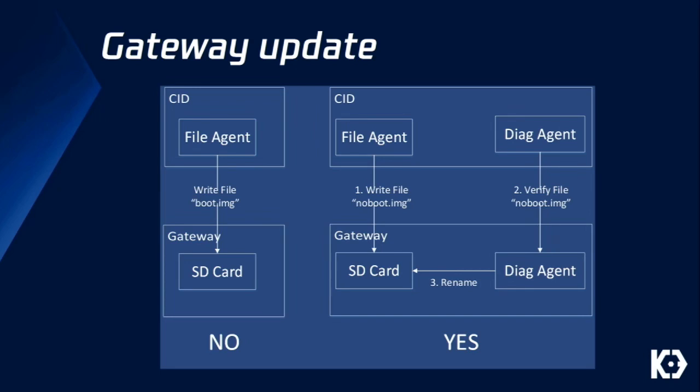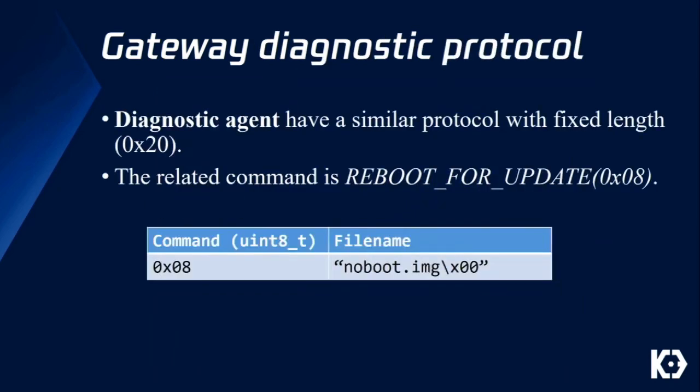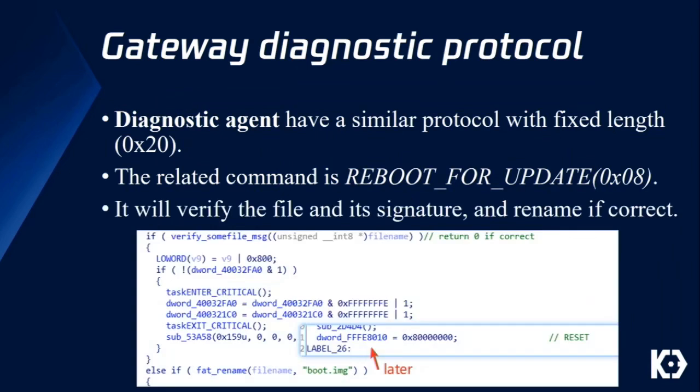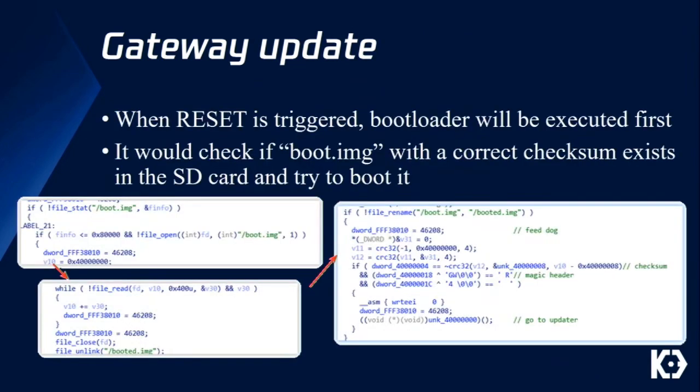We have said that the command related here is called reboot for update. So then, the gateway itself will reboot. And last year we said that the gateway is running a PowerPC chip. So when reset is triggered, some code, which we call the bootloader, will be executed first. The bootloader is written by Tesla, and it checks if the boot image exists in the SD card.